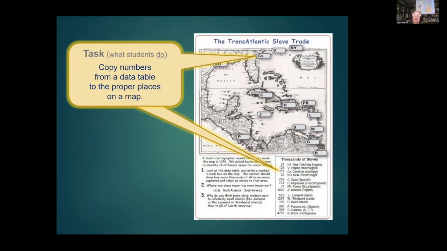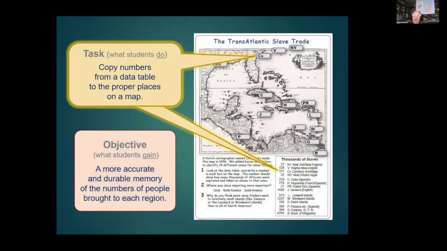This actually does 3 things for them. First of all, they actually find out where some of these places are on the map in a more engaging way than giving them a list of place names and they have to locate them. They find out that there was a rather dramatic difference in the number of slaves that were brought to different parts of the New World. And there is a climate reason for this. And the presentation explains a little bit more about what that's about. What they get is a more accurate and durable memory of the numbers of people that were forcibly brought to different parts of the New World.